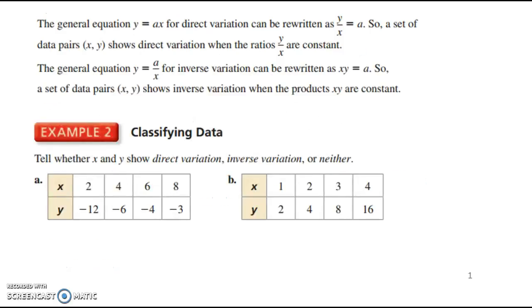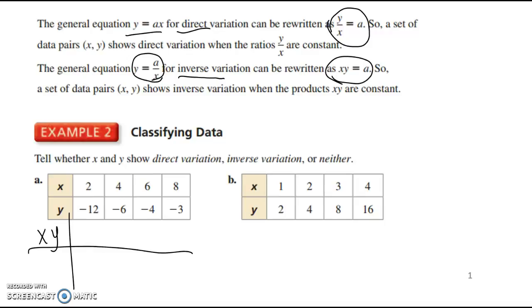For example 2, our general equation for y equals ax, which is direct variation, can also be written as y over x equals a. So to find the constant, we would divide. And for inverse variation, y equals a over x, it can be written as x times y equals a. So to find the constant, we would multiply. So what we're going to do for parts A and B is multiply and divide x and y and see which one of these is equal to a constant.